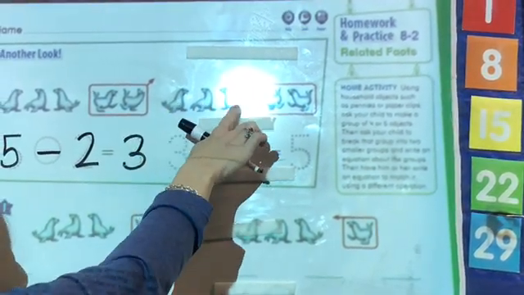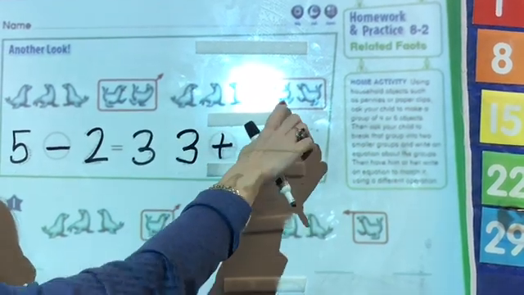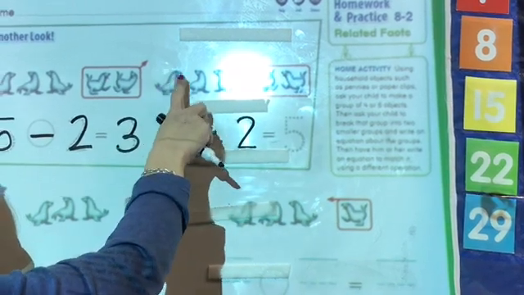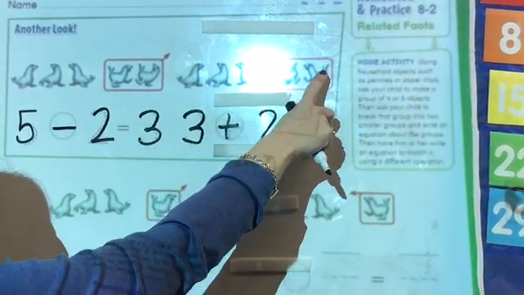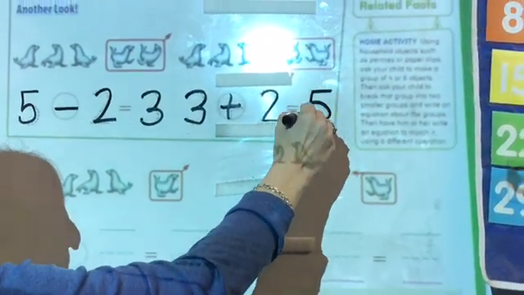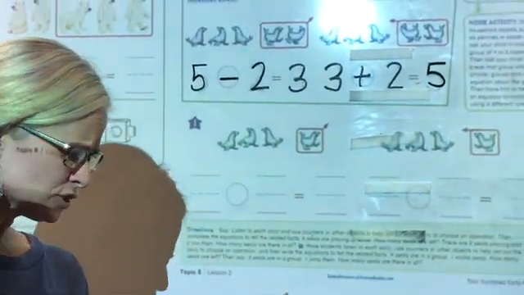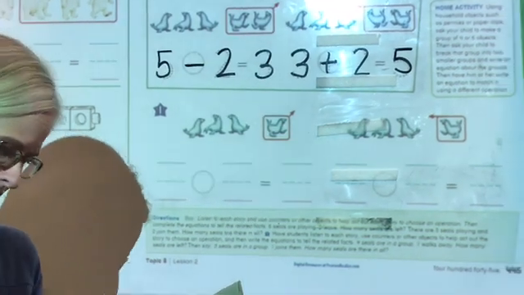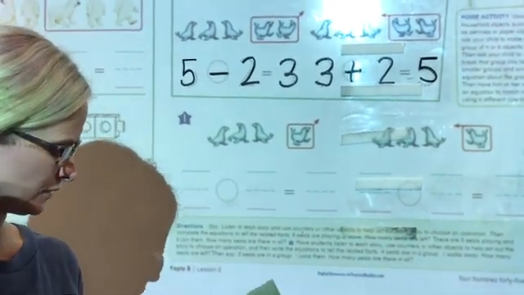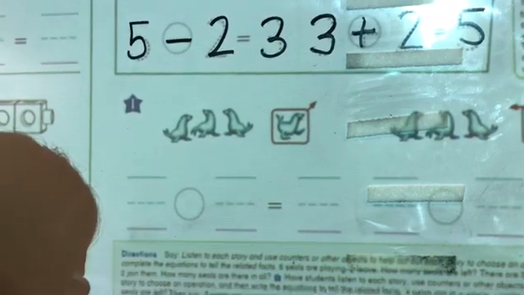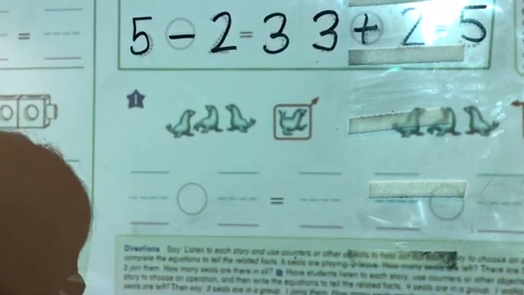You have 3. 2 join. How many do you have in all? 1, 2, 3, 4, 5. Okay, let's go down to the bottom. Have students listen to each story, use the counters or other objects to help act out the story to choose an operation, and then write the equations to tell the related facts. 4 seals are in a group. 1 walks away. How many seals are left?